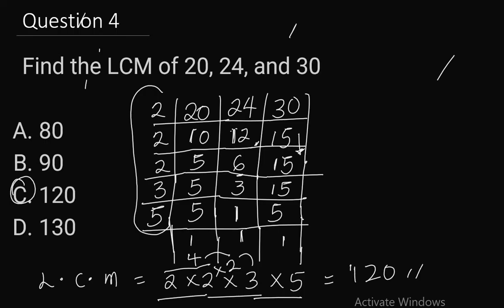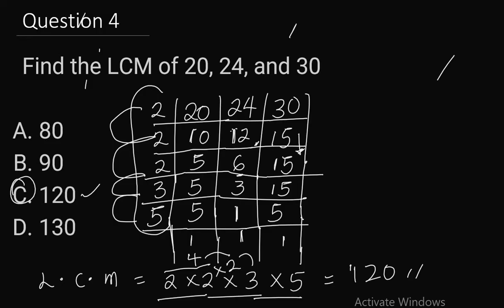So what I did is to multiply these divisors. 2 times 2, 4. 4 times 2, 8. 8 times 3, 24. 24 times 5, 120. You can multiply that out yourself gently. You will surely get the same 120.